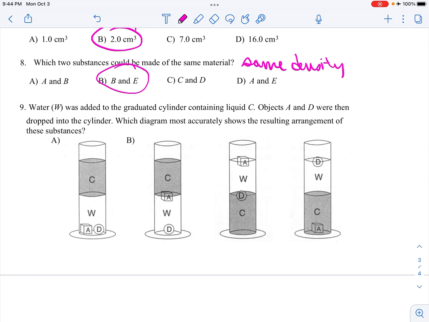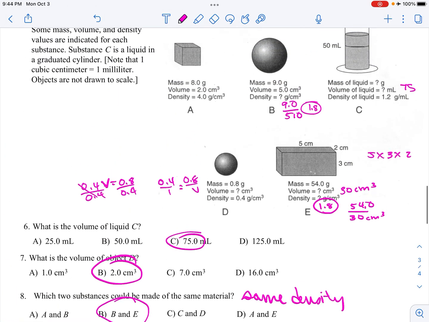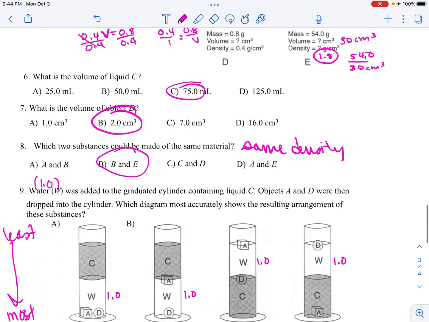Water W is added to the graduated cylinder containing liquid C. A and D were then dropped. Which most accurately shows? So obviously the most dense is on the bottom, least is on top. And you hopefully know that the density of water is 1.0 grams per cubic centimeter. So wherever W is, that's going to be a 1. Liquid C has a density of 1.2.